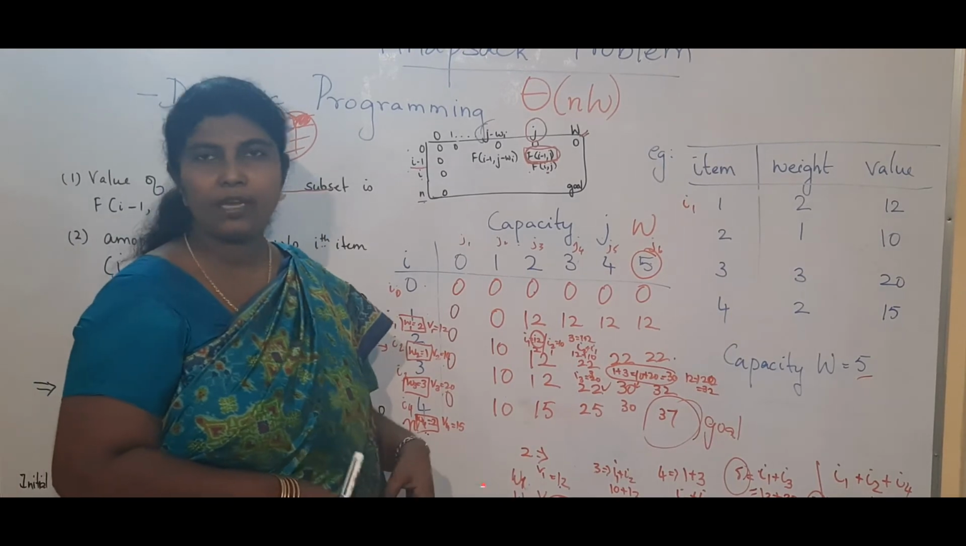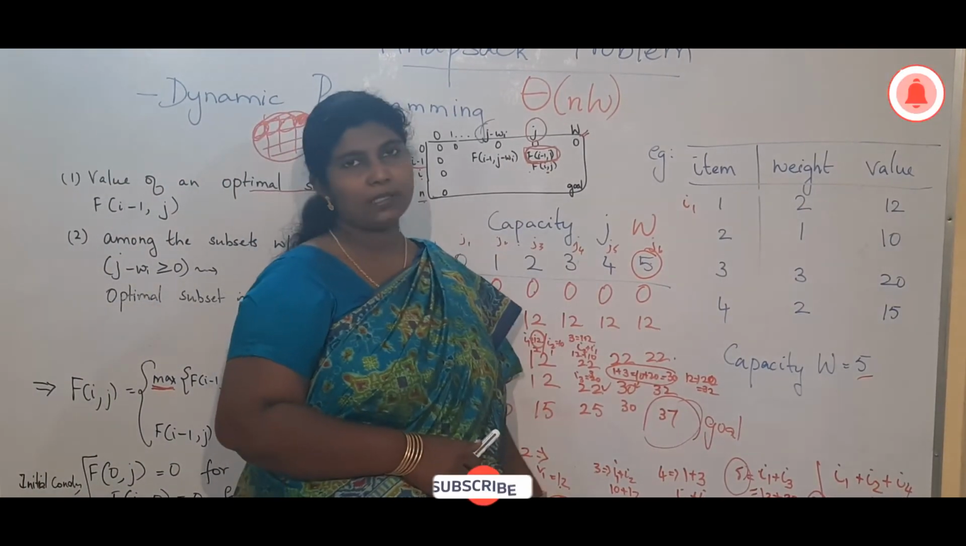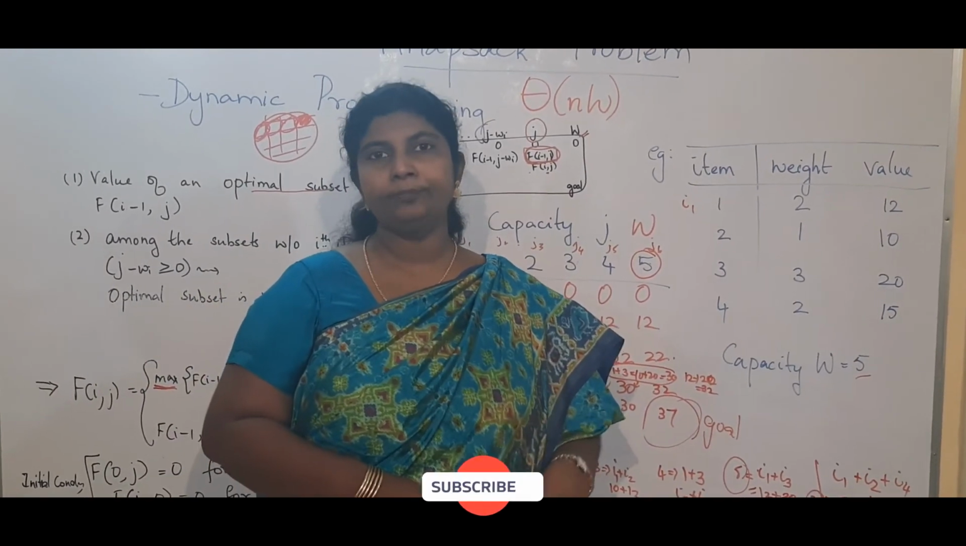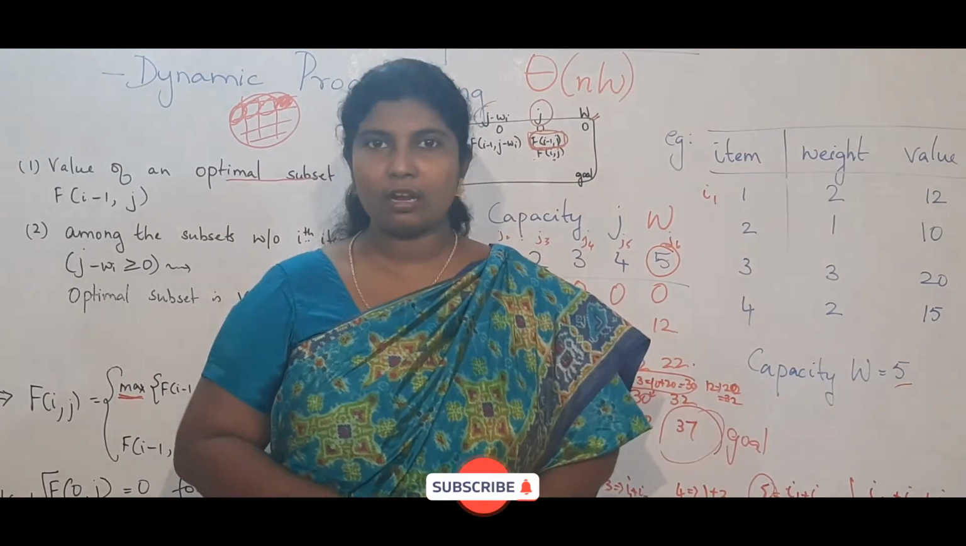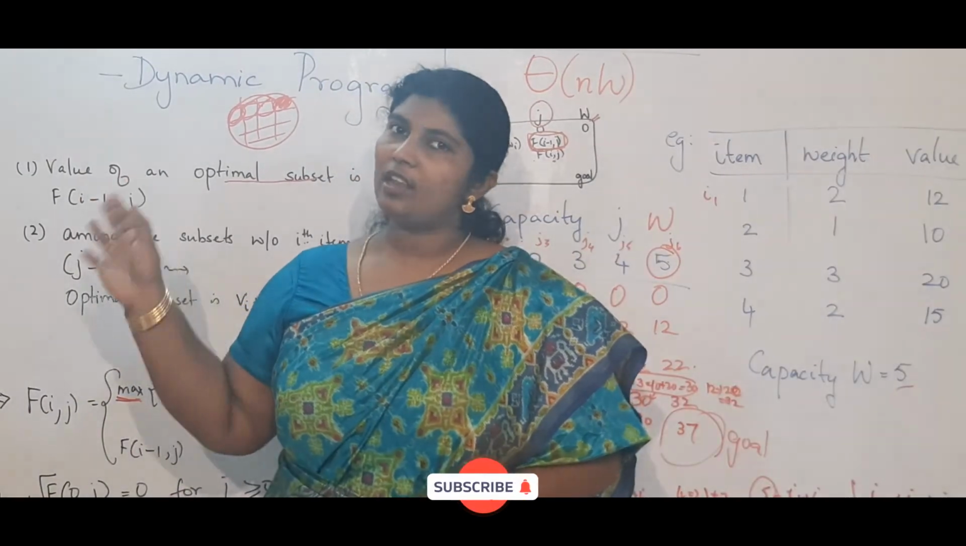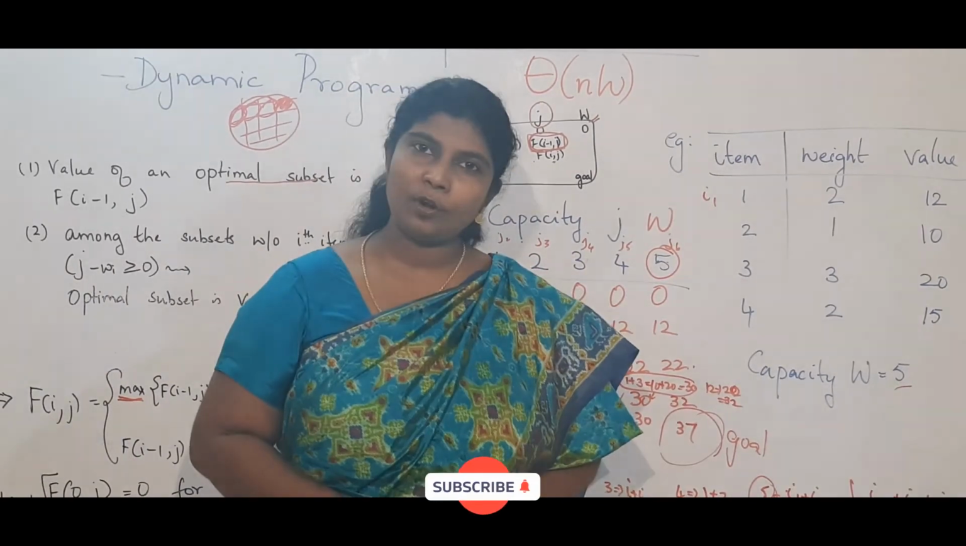So it is going to be theta of n into w. This is the time complexity, and maximum space occupied will also be n into w. Hope you have understood. We already know about the knapsack problem, and now with respect to dynamic programming, we have seen how to solve the problem.